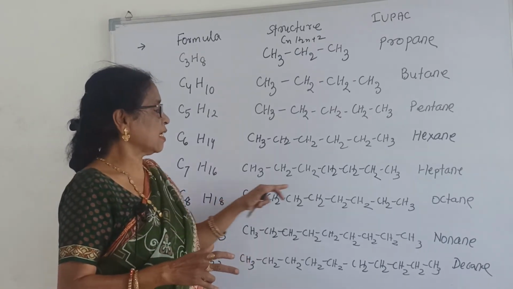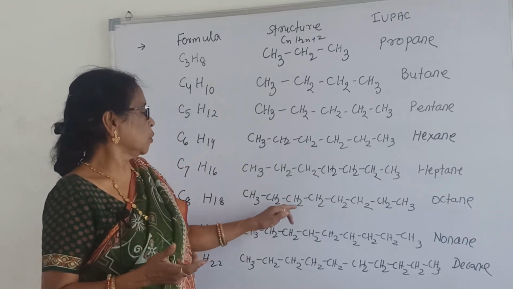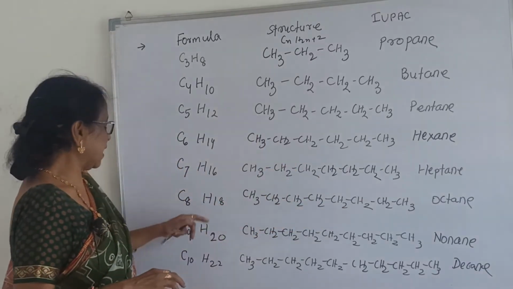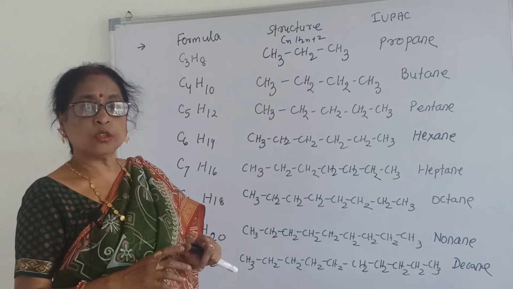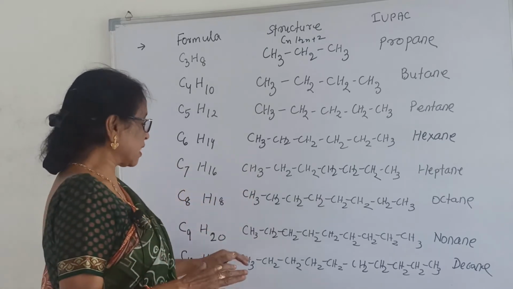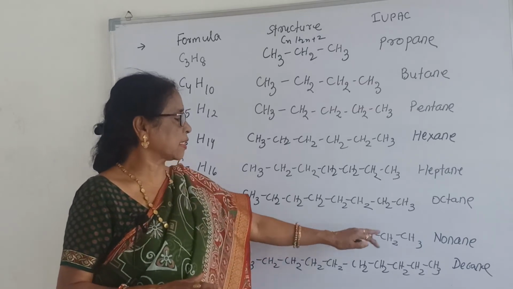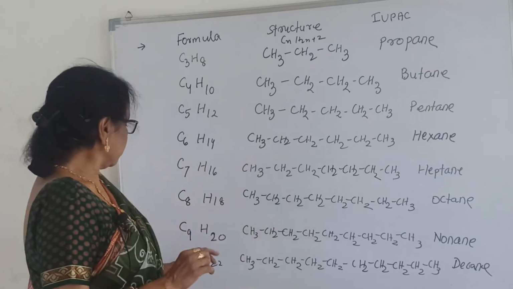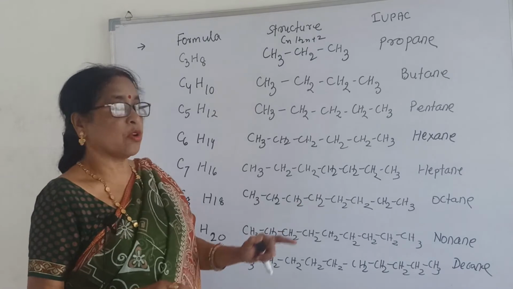See here, first and last CH3 and in the middle 6 times CH2: 1, 2, 3, 4, 5, 6. Okay, correct. Here it is C8H18. C9H20 is nonane, N equal to 9. First and last CH3, and remaining 7 times CH2: 1, 2, 3, 4, 5, 6, 7. Correct. So N equal to 9, the carbon number 9, so it is C9H20, nonane.